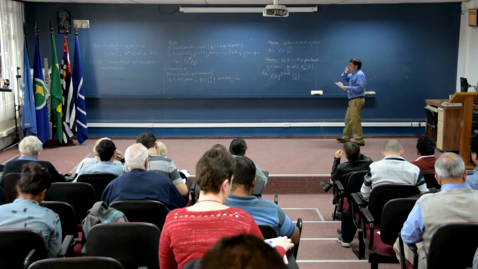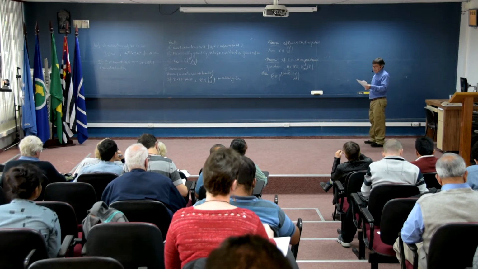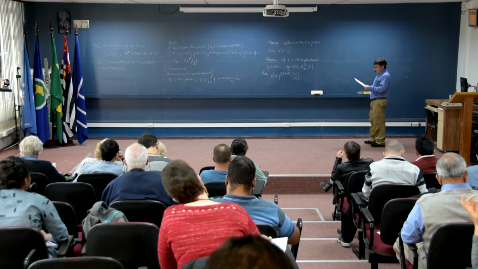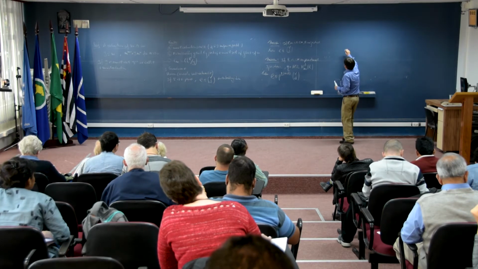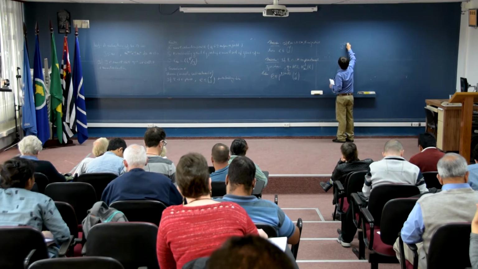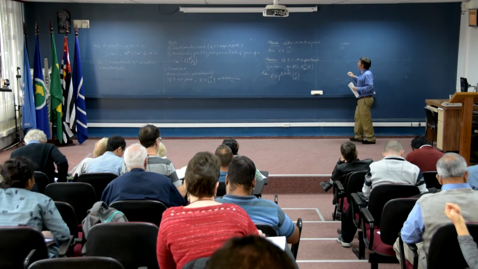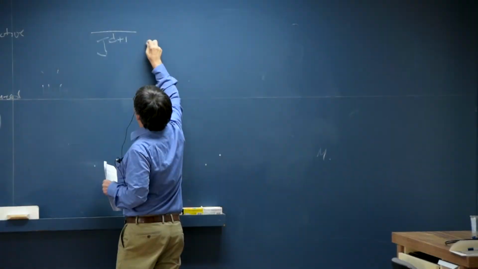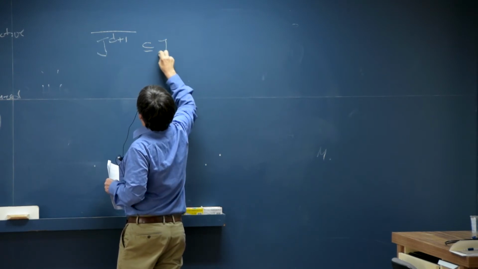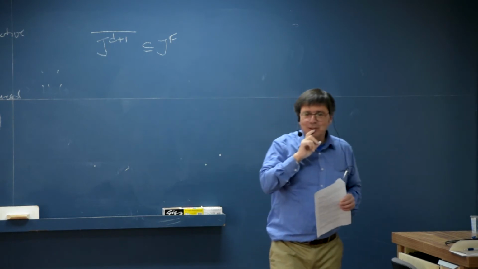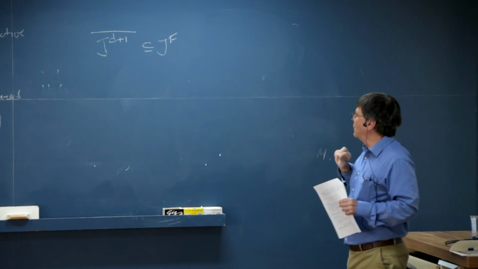We start by choosing a minimal reduction J for our maximal ideal M, and we look at J to the D plus 1, and we look at the integral closure of that. And the crucial fact is that this lives inside the Frobenius closure of J. I told you that Frobenius closures are useful, so here's a use for them.